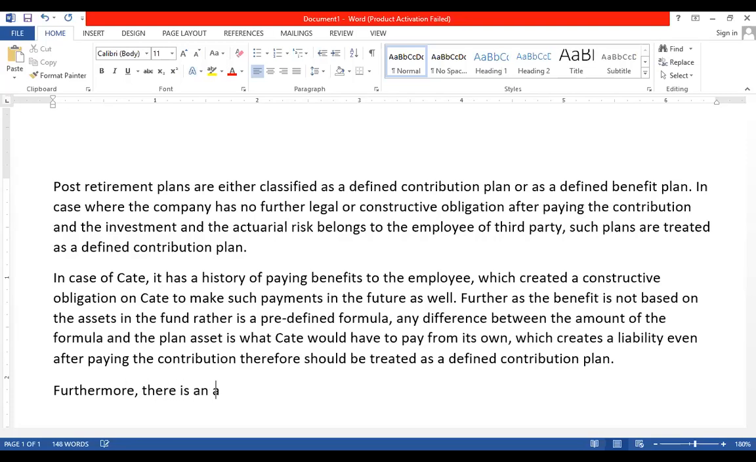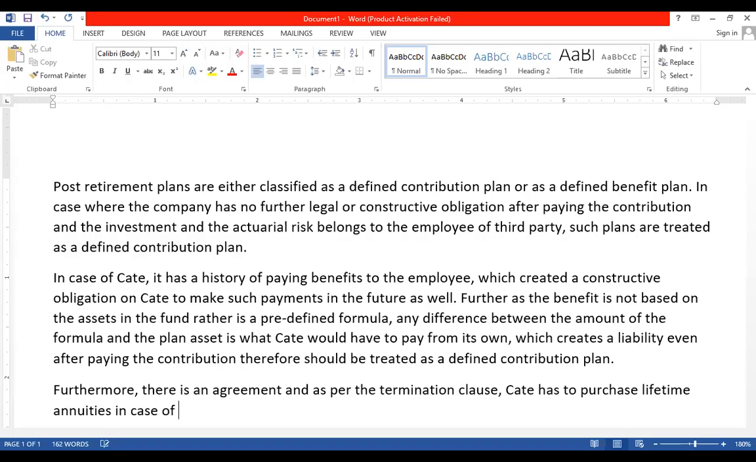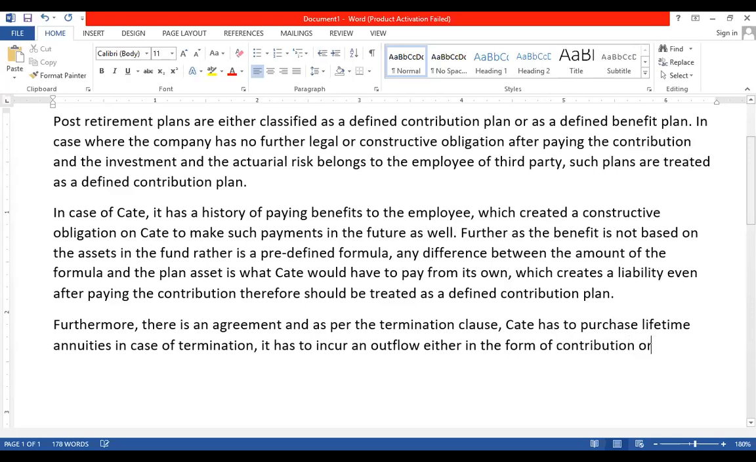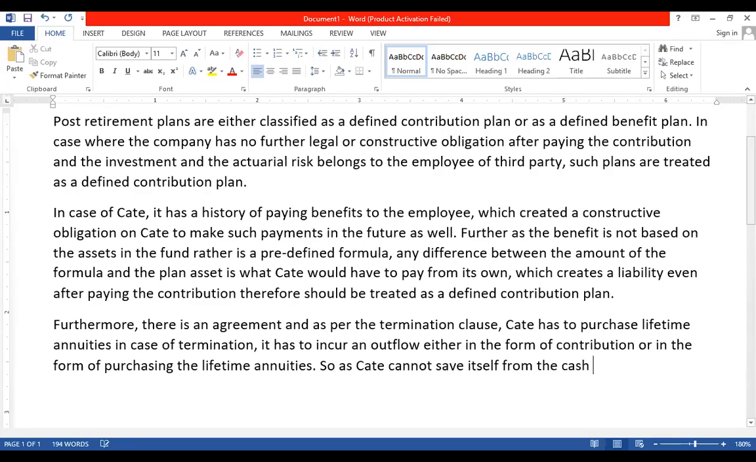Furthermore, there is an agreement, and as per the termination clause, Kate has to purchase lifetime annuities in case of termination. It has to incur an outflow either in the form of contribution or in the form of purchasing the lifetime annuities. So as Kate cannot save itself from the cash outflow, it should treat it as a liability.